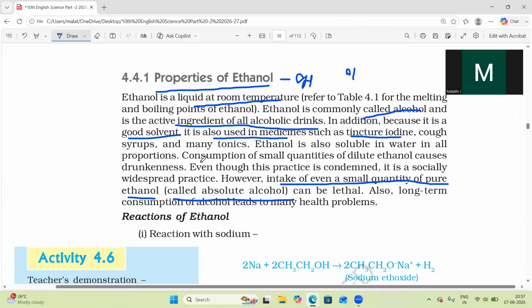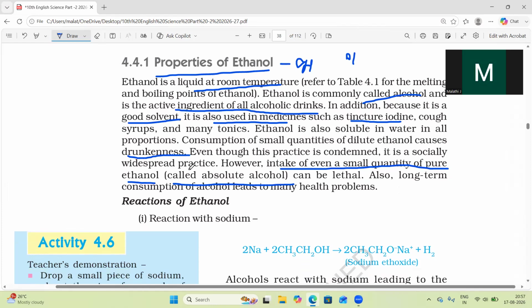Consumption of small quantities of dilute ethanol causes drunkenness. If you take even a small quantity of pure ethanol, that is absolute alcohol, you will get drunkenness. Those are the properties of ethanol.